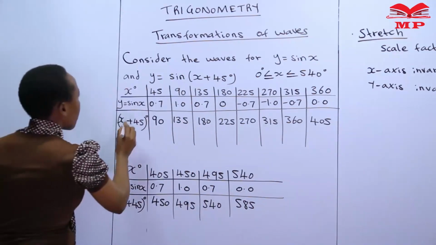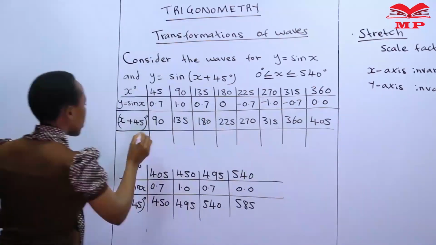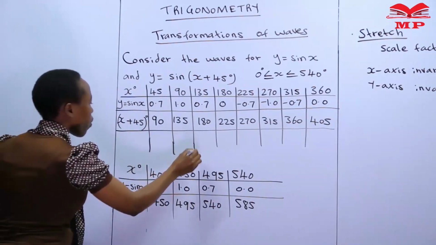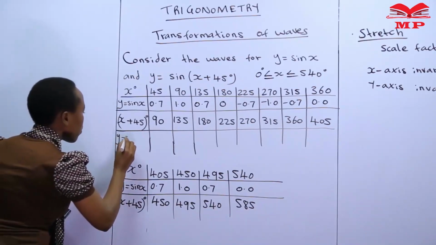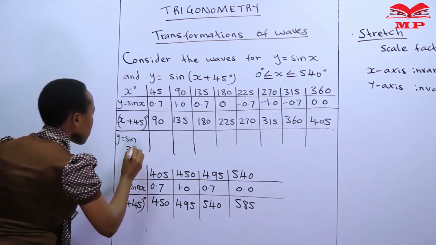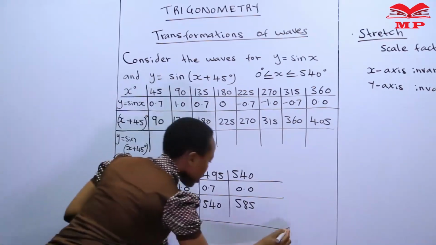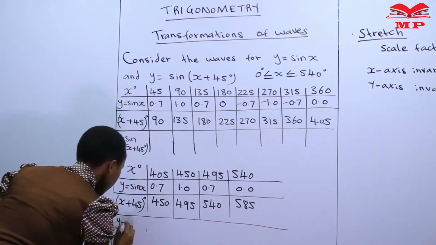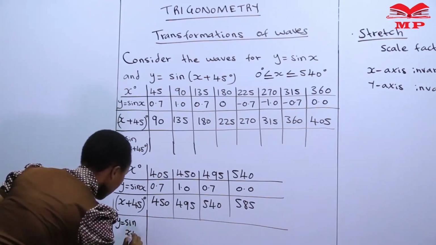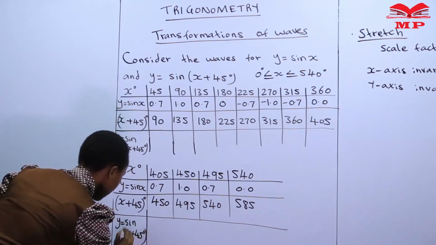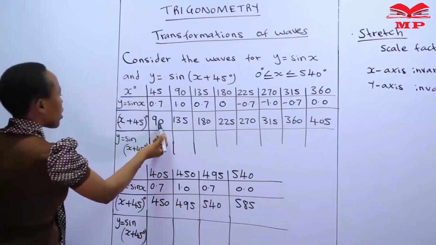Then here we come and get y is equal to sine whatever we've gotten here, so that we can just have one table for the data. So here we are going to have y is equal now to sine (x plus 45 degrees). Again, on the other side here we have y is equal to sine (x plus 45 degrees). So in this case, now we want to find the sine for this.